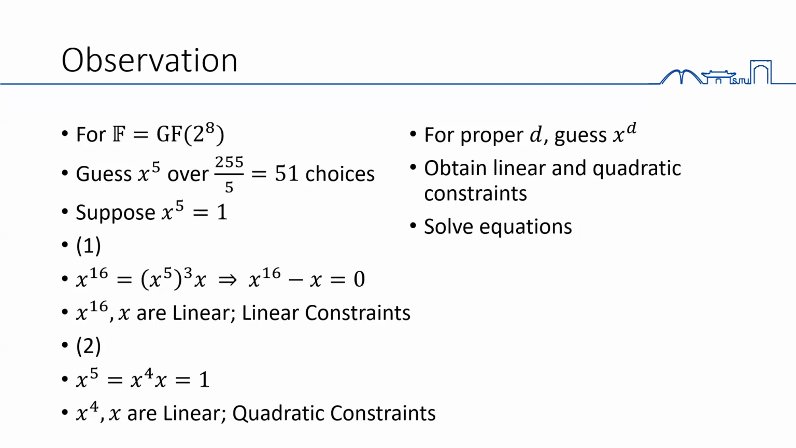Secondly, x to the 5 can be expressed as x to the 4 multiplied by x. And x to the 4 is also linear, so we get some quadratic constraints. And so we come up with a new framework, such that for a proper parameter d, we get the value of x to the d. So we can have some linear and quadratic constraints. Finally, we solve those constraints.